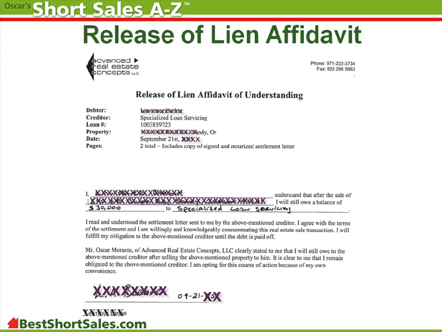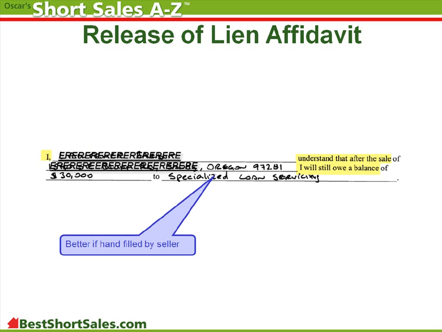Release of lien affidavit. It is a great idea to, separately, have the seller sign an affidavit of understanding, stating that they will remain owing a balance. This is a good example. Release of lien affidavit. I understand that after the sale, I will still owe a balance. It is even better if the seller hand-fills the statement.